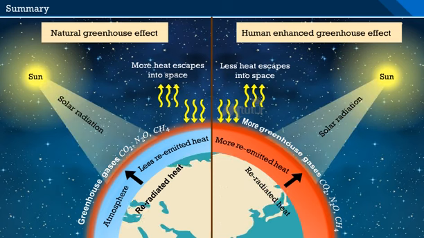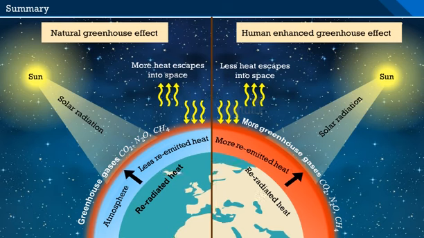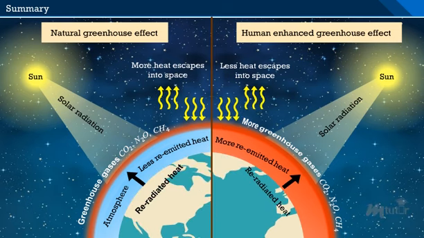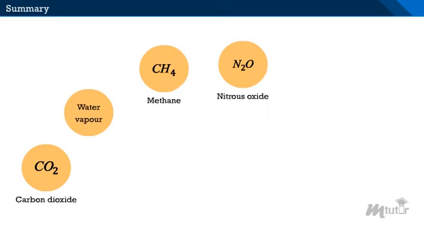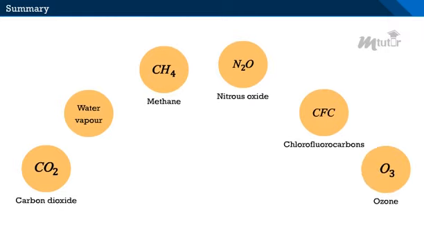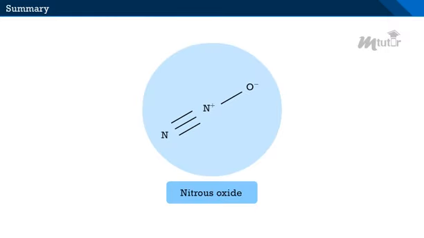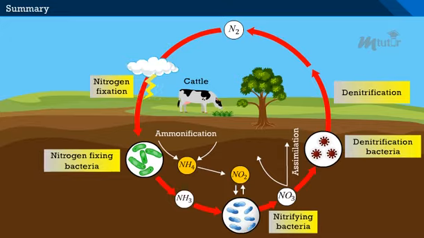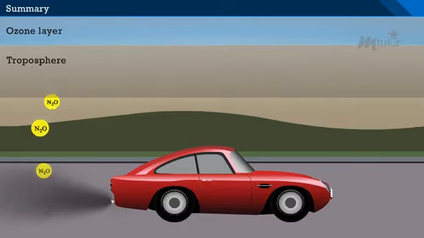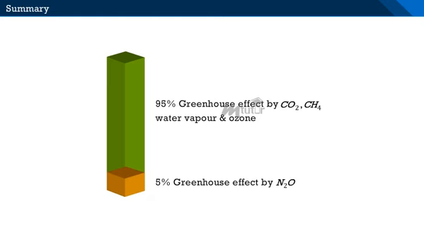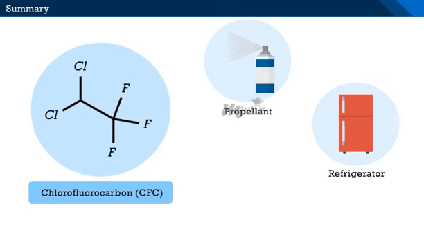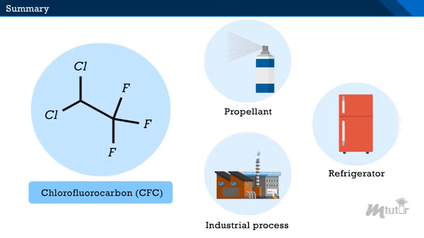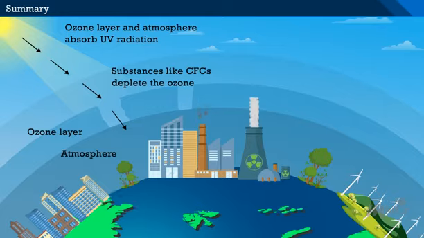Summary. You have learned from this lesson that global warming occurs as a result of the greenhouse effect, which is mediated by an increase in greenhouse gases, such as carbon dioxide, water vapor, methane, nitrous oxide, chlorofluorocarbons, and ozone. Nitrous oxide is produced as a byproduct of the nitrogen cycle, and is also emitted by vehicle exhausts, accounting for 5% of the greenhouse effect. Chlorofluorocarbons are found in propellants, refrigerators, and a variety of industrial processes. They are harmful to the ozone layer.